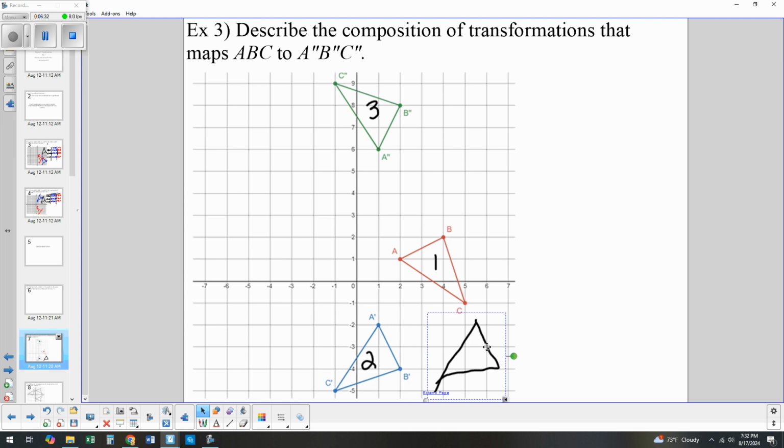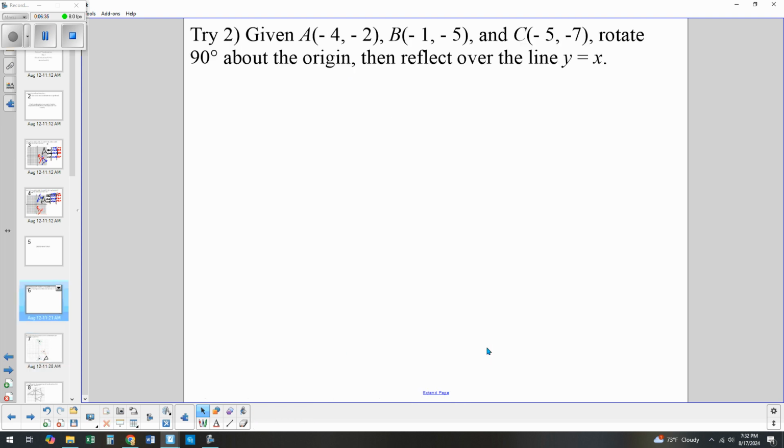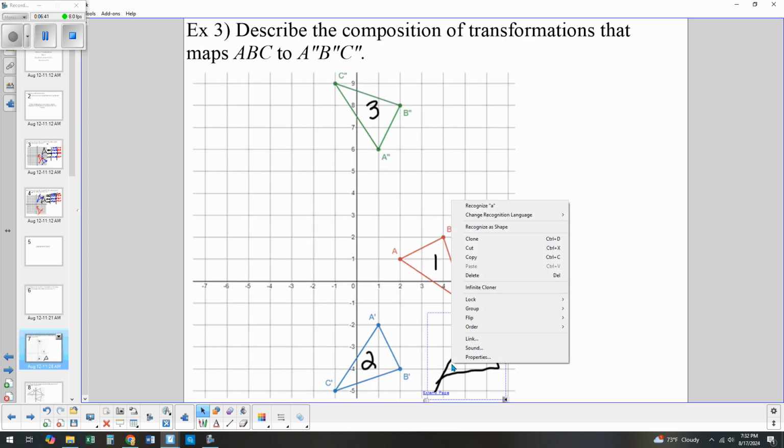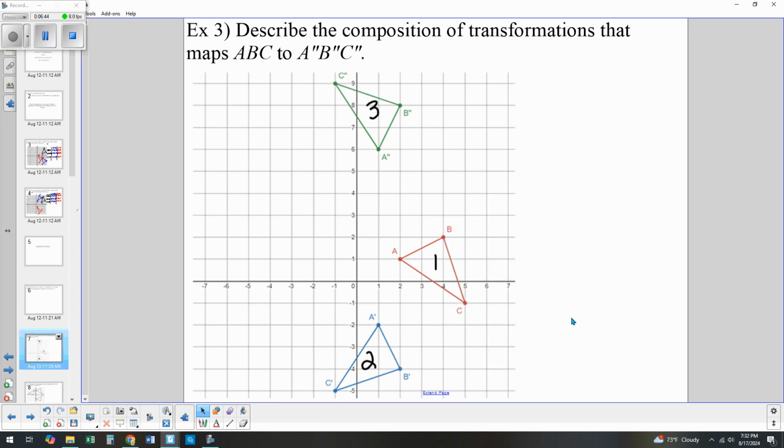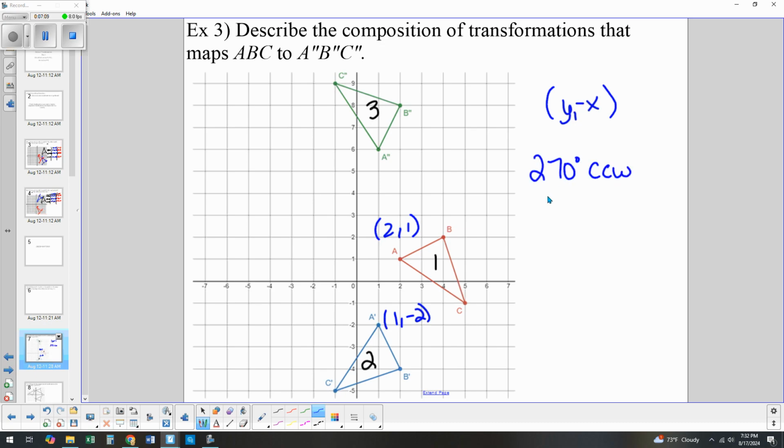So my goal now is to look for which rule happened. Let's try deleting it this way. Here we go. So I'm going to look at the points that we had here. So I had 2, 1, and 1, -2. So I could see that the numbers switched places, right? Y and X switched. And then in the new one, the second spot became negative. So Y, -X is actually the rule for 270-degree counterclockwise rotation about the origin.